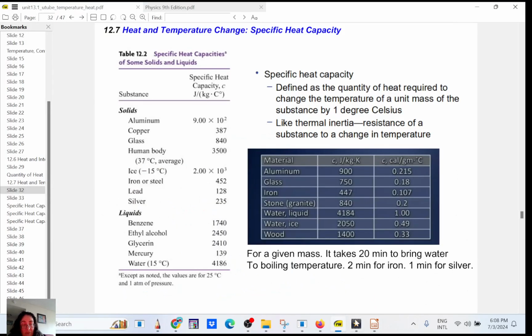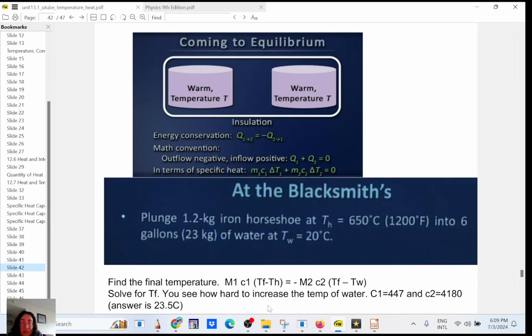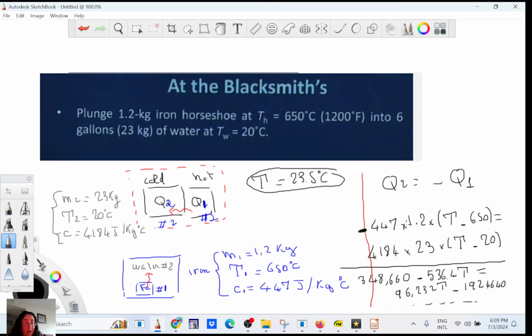So a different way you could have done it: you could have done all the algebra first, isolate T, the final temperature, and then solve for T. And you will still find 23.5 degrees Celsius. I could have done it, but it's just algebra, right? You need to distribute, and then you isolate T, and then it's just combining like terms, so it's not that hard.